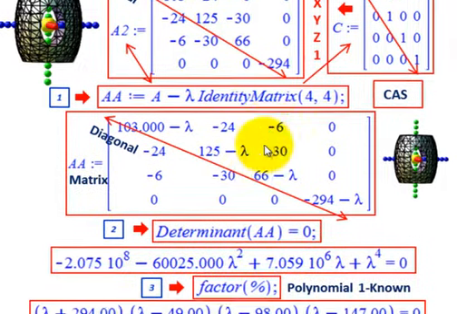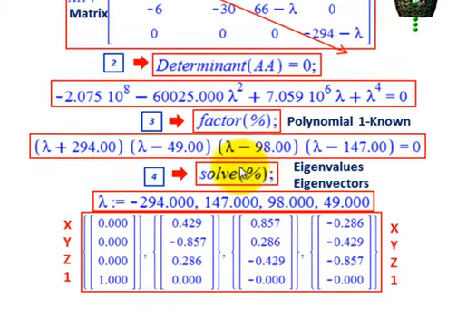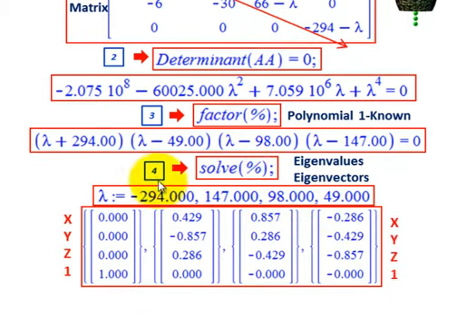And then if you take the determinant of this new matrix with the lambdas, and set it equal to 0, you're going to come up with one unknown polynomial. It's going to have some lambda squared, lambda to the 4th. So you factor it out, and those are your eigenvalues. I'm just showing them real quickly here. And then you solve for them, and you get your eigenvalues based on your factored results.